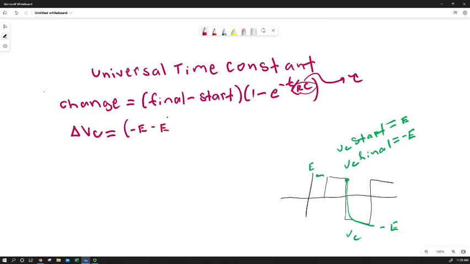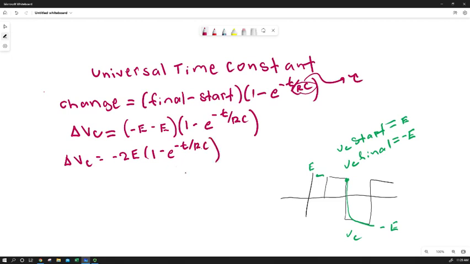So we didn't get 0, which is good. That would indicate that it's always 0 and never changes. Maybe we had an open circuit. Times 1 minus e to the negative t over RC. Okay, so we would say that the change is equal to negative 2E times 1 minus e to the negative t over RC.